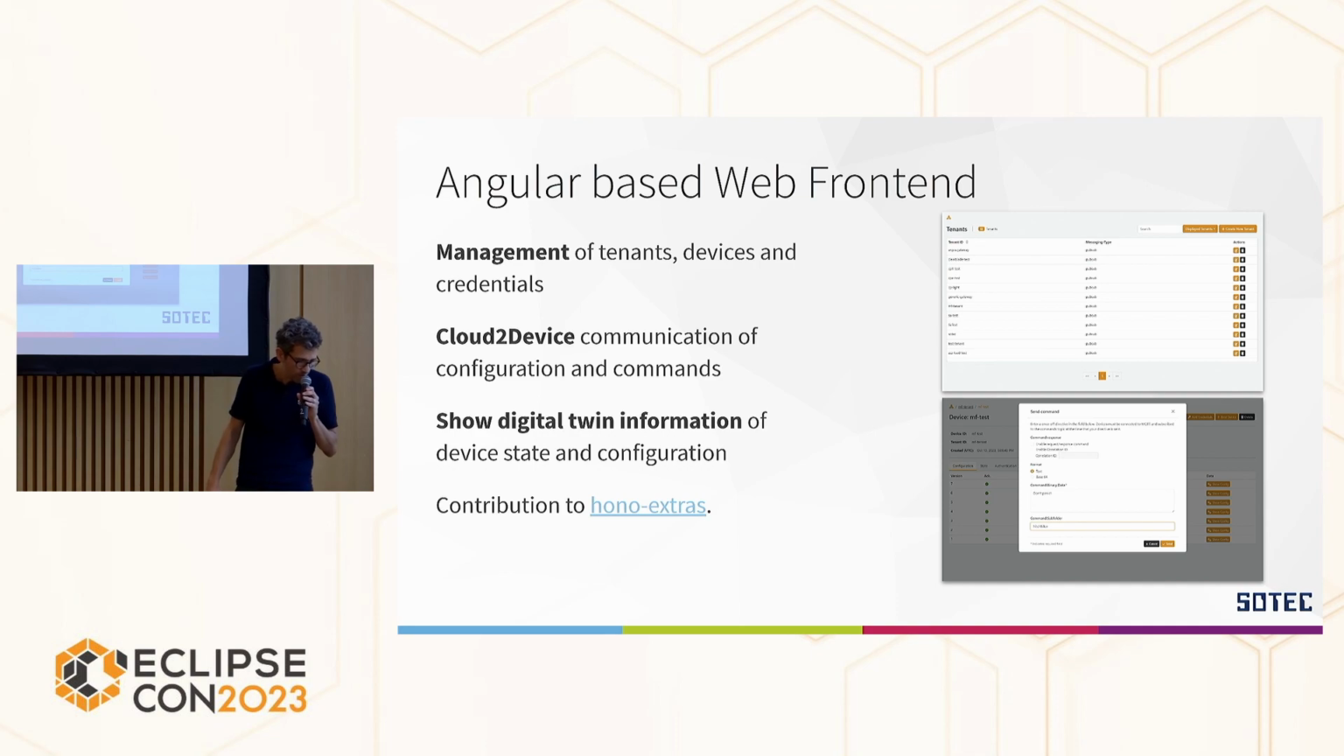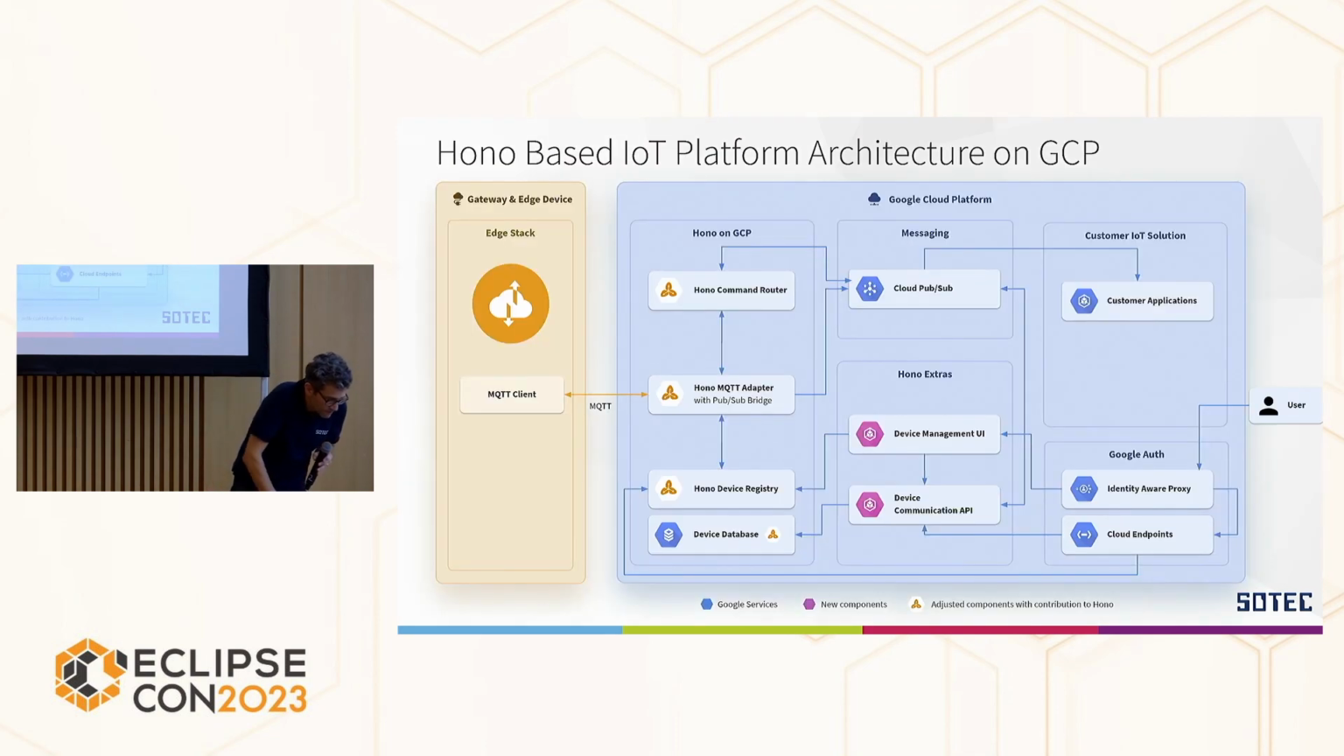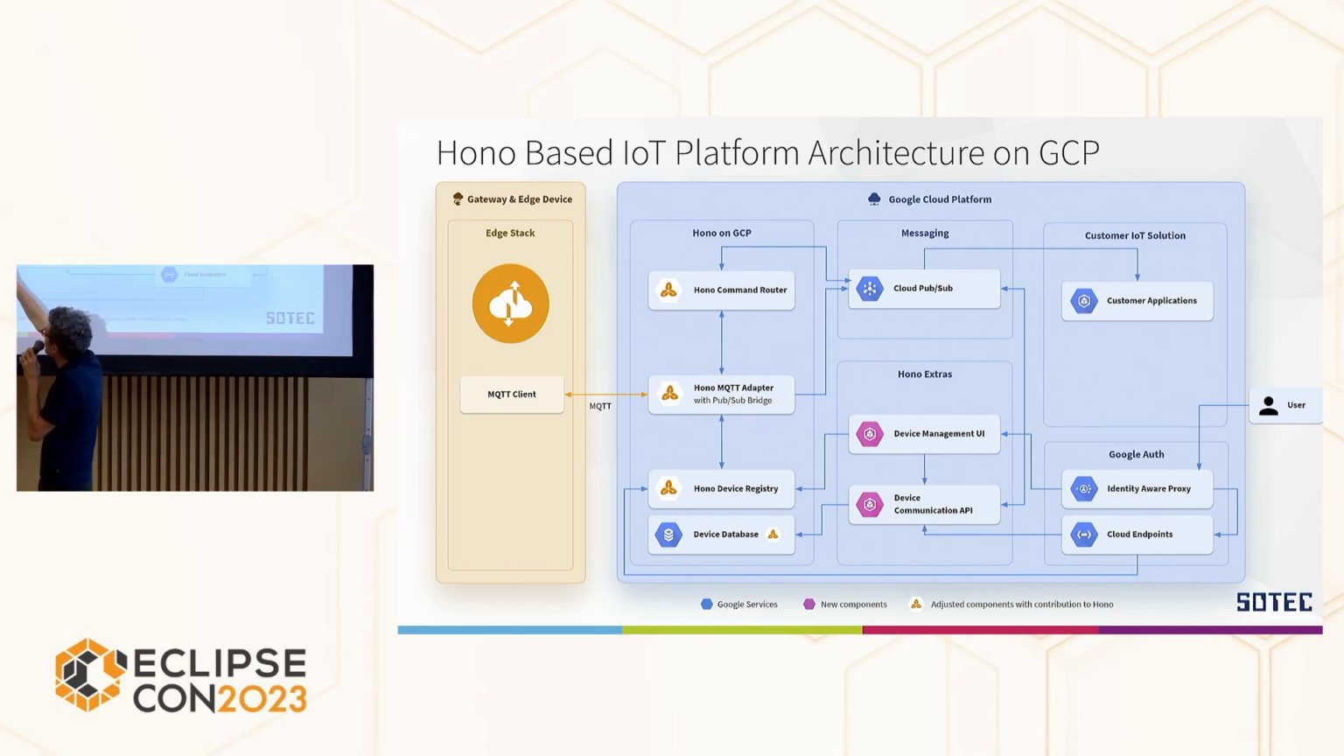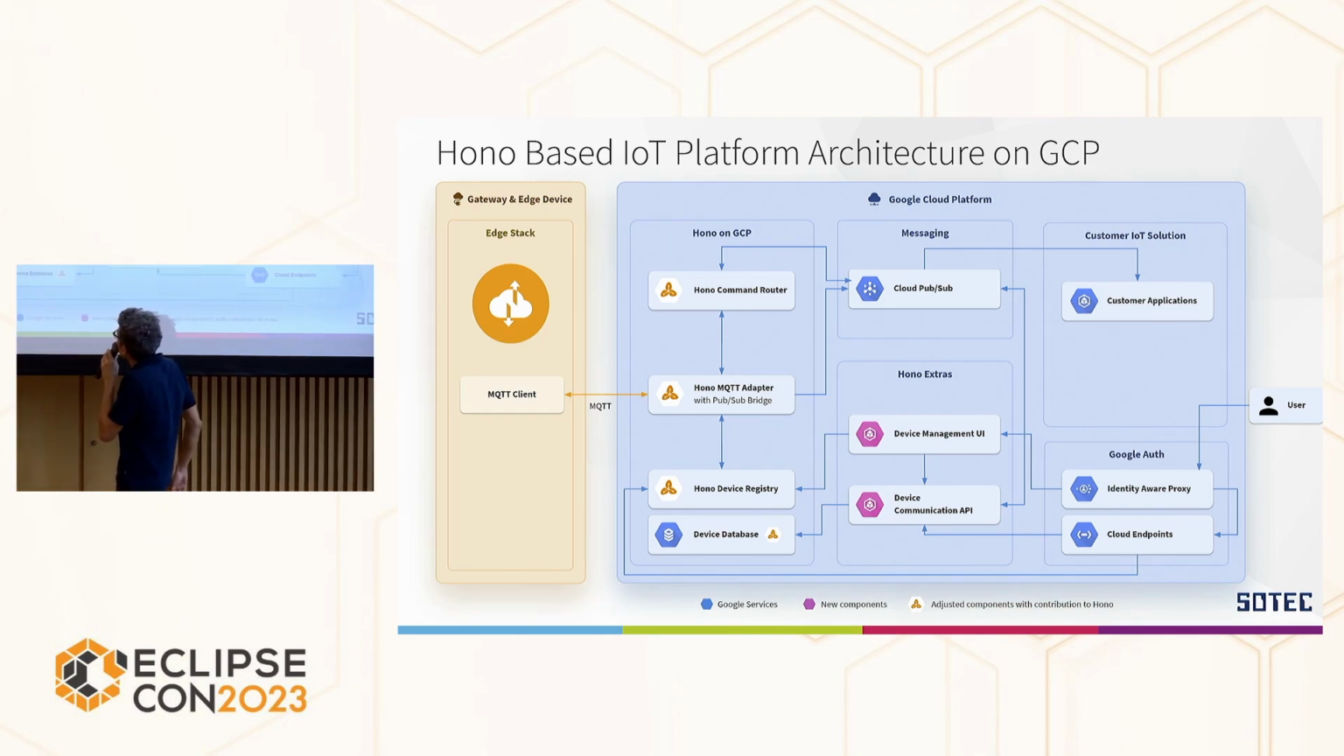And this is also contributed to the Hono Extras project. So this is how it finally looks, operating Hono in GCP. On the left hand we have the edge device. Here is just the MQTT client, could also be an HTTP client, connecting to Hono on the MQTT adapter.